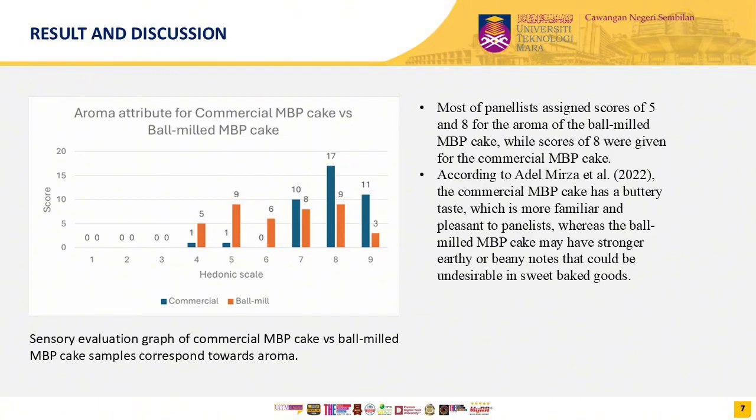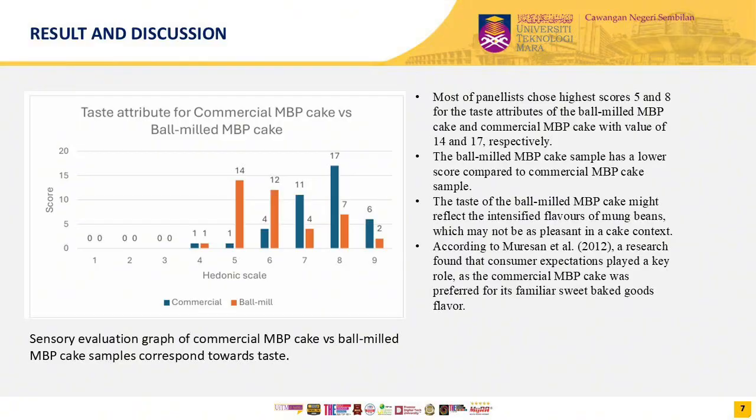stronger earthy or beany notes that could be undesirable in sweet baked goods. Furthermore, here is the sensory evaluation graph of commercial mung bean powder cake versus boiled meal mung bean powder cake samples corresponding to taste. Most of the panelists chose higher scores of 5 and 8 for the taste attribute of the boiled meal mung bean powder and commercial mung bean powder cake with the values of 14 and 17 respectively.